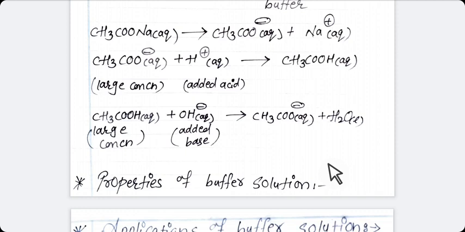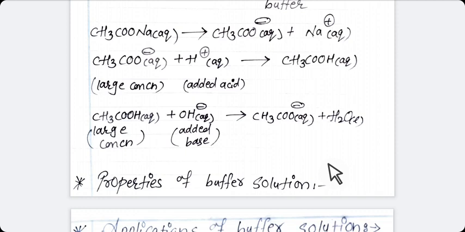Dilution does not have any effect on pH of the buffer, which we can see easily from this reaction. The dilution does not change this ratio. So it is nothing but a buffer action. It is the buffer action in which we are using the buffer solution of sodium acetate and acetic acid.